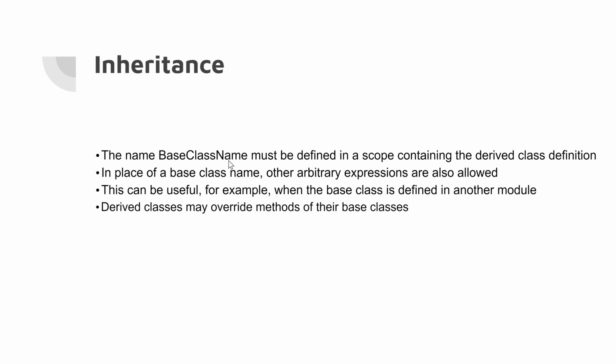Inheritance. The name of the base class must be defined in a scope containing the derived class definition. In place of a base class name, other arbitrary expressions are allowed. This can be useful, for example, when the base class is defined in another module. Derived classes may override methods of their base classes.